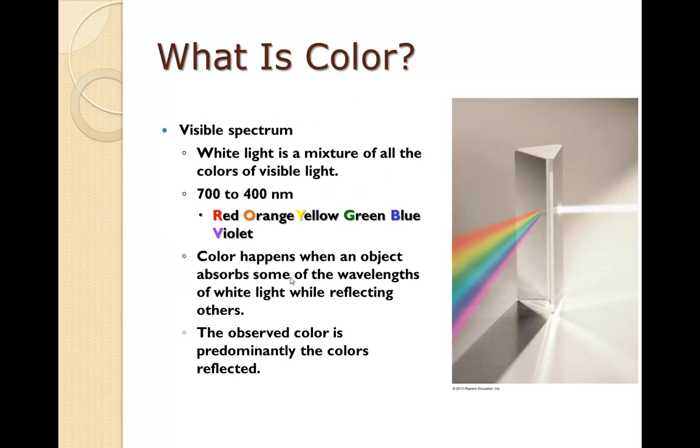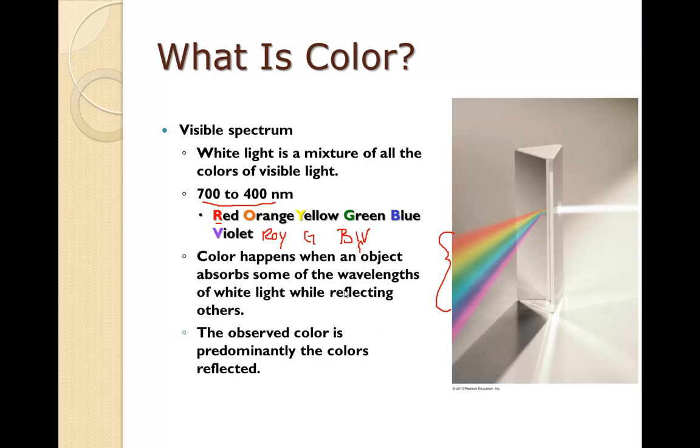The visible spectrum, which is what we were just looking at, is the electromagnetic radiation that breaks down into the colors. The white light is a mixture of all the colors of visible light from 700 to 400 nanometers. And it breaks down to red, orange, yellow, green, blue, purple. You might be able to remember this by Roy G. Biv. Sometimes people add indigo between blue and violet. Pretty much if you remember what a rainbow looks like, you can remember the order.